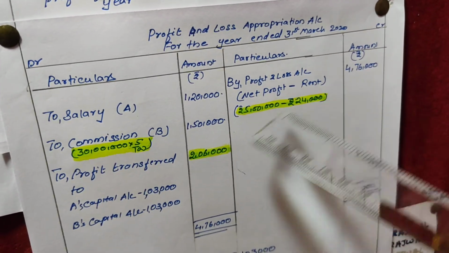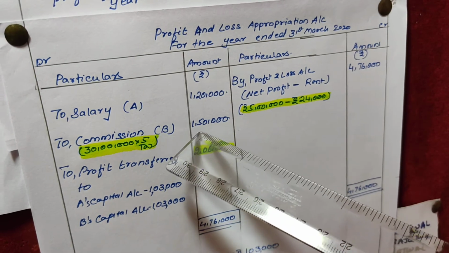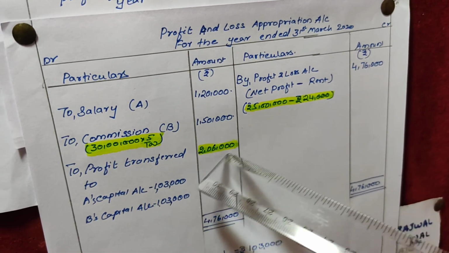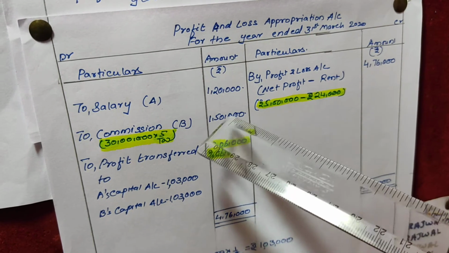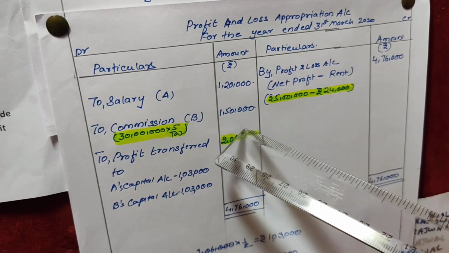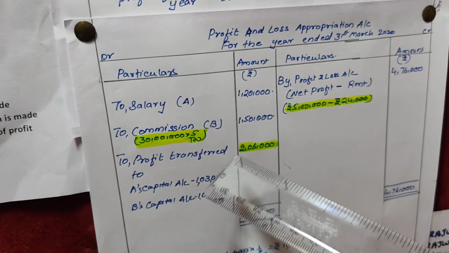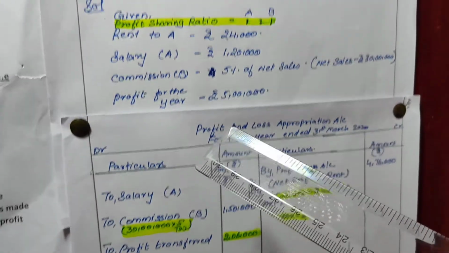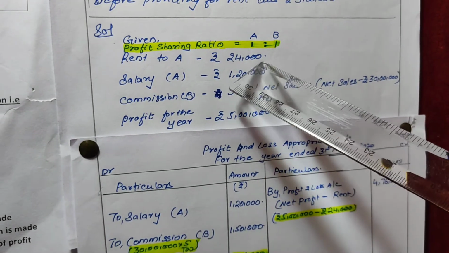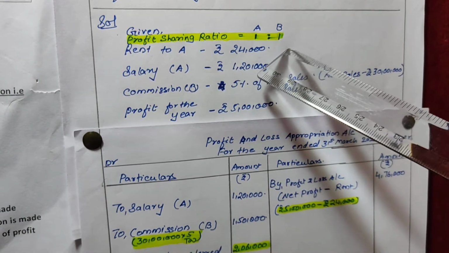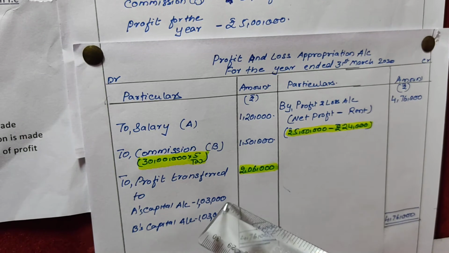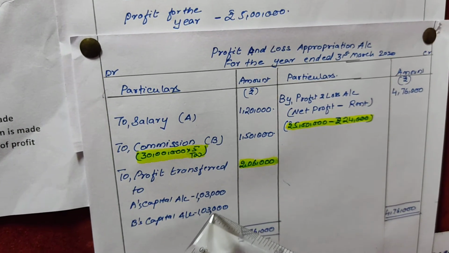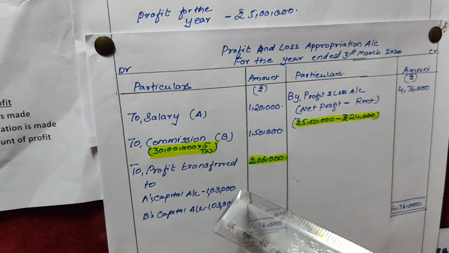47,600 minus 27,000, we got 20,600. This is called divisible profit, and this divisible profit will be divided among the partners A and B in the profit sharing ratio. Here what is our profit sharing ratio? 1:1. That means equally. This will be divided between two equally. Okay, in this way we have to solve the problem.